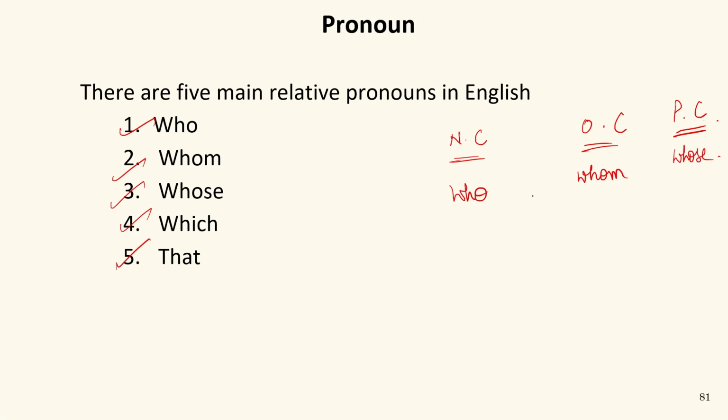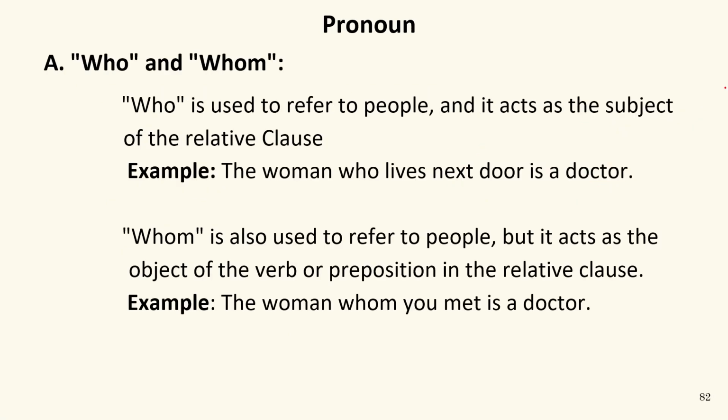Now, if we want to use these three in a sentence, we should use them keeping in mind the position. If we are going to write about the subject, we can use who. If we are going to write about an object, we can use whom. And if we are going to show some possession, we can use whose. Now, let us see the difference between who and whom first. The word which is also a relative pronoun, that we will discuss later on.